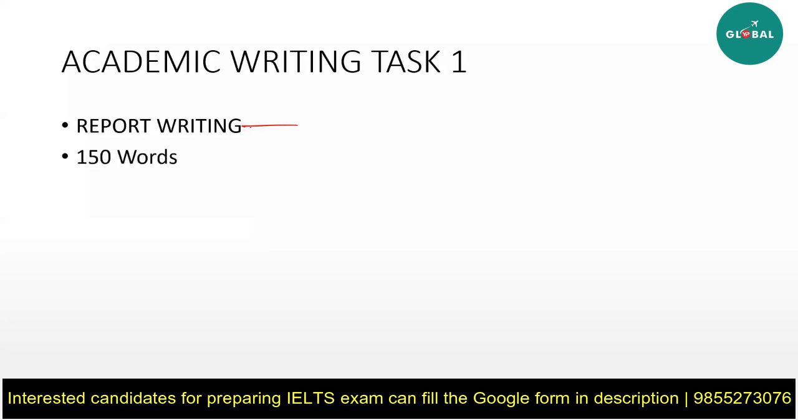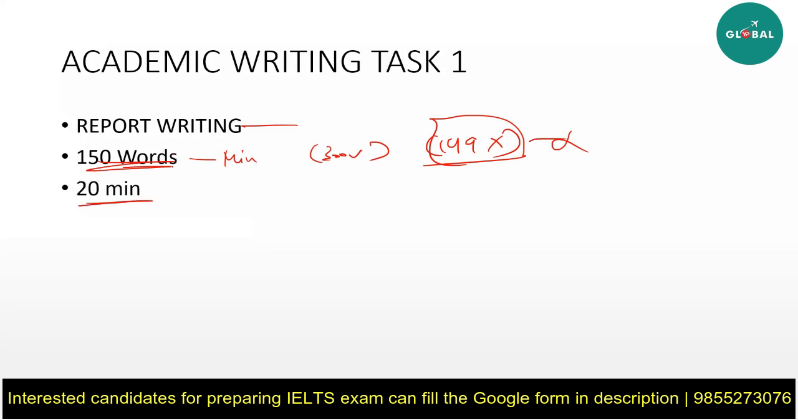The second thing is that you have to write 150 words minimum. You can write even 300 words, that's possible, but do not write even 149 words. That is a blunder that you will commit if you go below that minimum word limit. So 150 words is a minimum limit for everyone, and these 150 words have to be written in less than 20 minutes. 20 minutes is the maximum time that you're given to do your writing task 1.